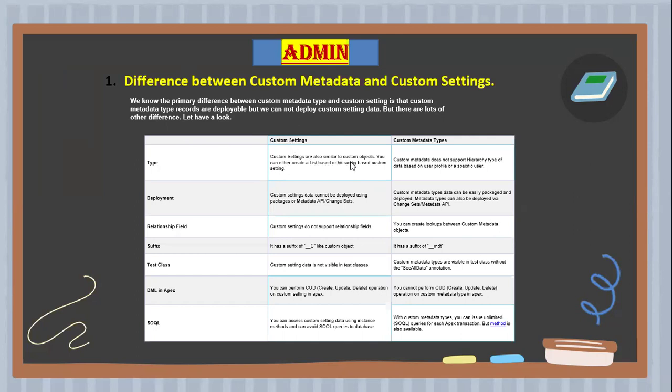Custom settings are similar to custom objects. You can create either a list-based or hierarchy-based custom setting. Deployment: custom setting data cannot be deployed using a package, metadata API, or change set. Relationship fields: custom settings do not support relationship fields. Suffix: it has a suffix of __c, like a custom object. Test class: custom setting data is not visible in test classes.